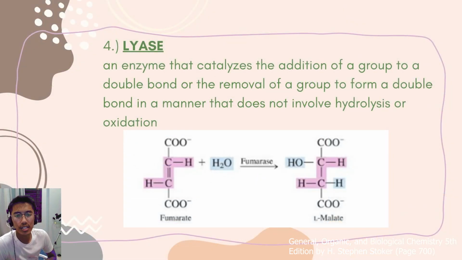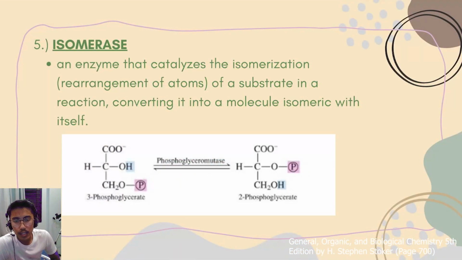The number 4 is lyase. Lyase is an enzyme that catalyzes the addition of a group to a double bond or the removal of a group to form a double bond in a manner that does not involve hydrolysis or the oxidation. That is number 4. Number 5 is isomerase. Isomerase is just from the word isomer. It is literally just rearranging the atoms in a substrate.